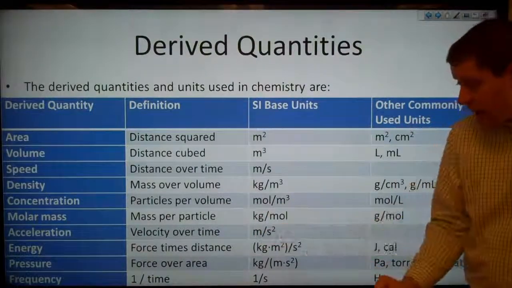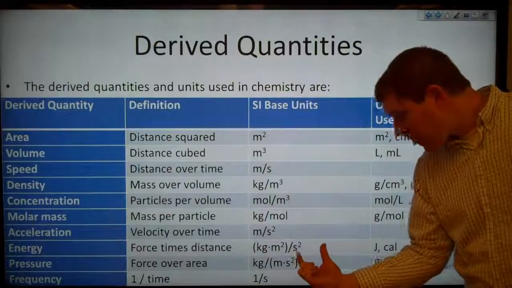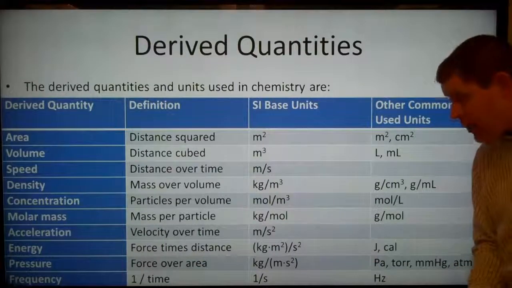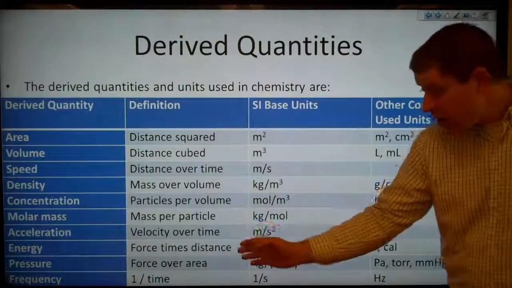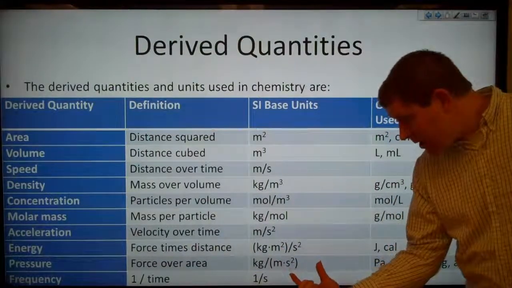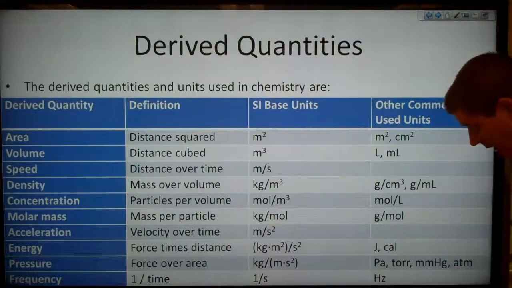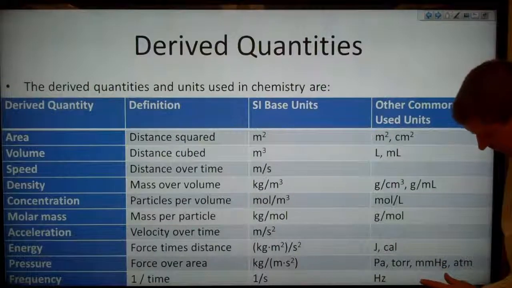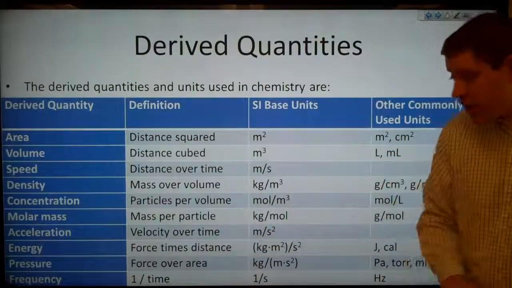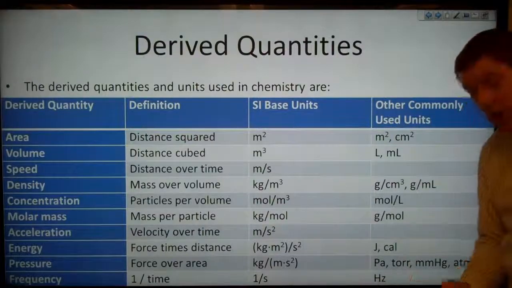Energy is a force times distance, and that means that now we have kilograms times meters squared divided by seconds squared, and we often use units of joules or calories to measure energies. Pressure is force over area, so we have kilograms divided by meters times seconds squared, and that is pascals or torr, or millimeters of mercury, or atmosphere. Those units are a bit more common. Frequency is the inverse of time, so 1 divided by time, and that's 1 over seconds, or hertz.